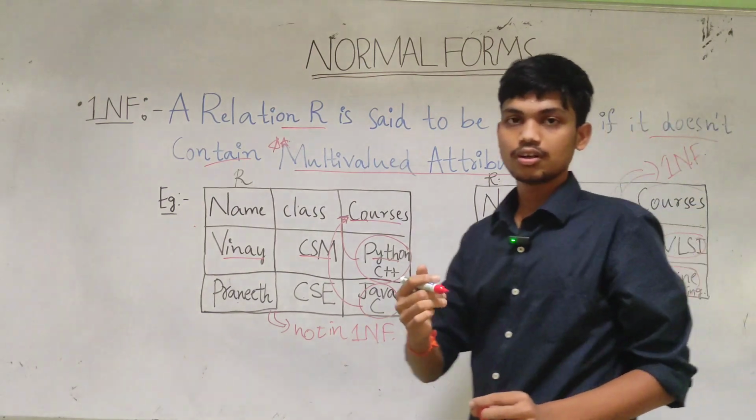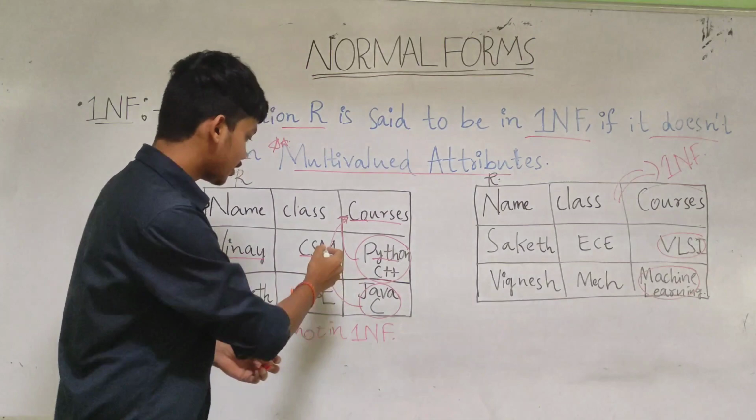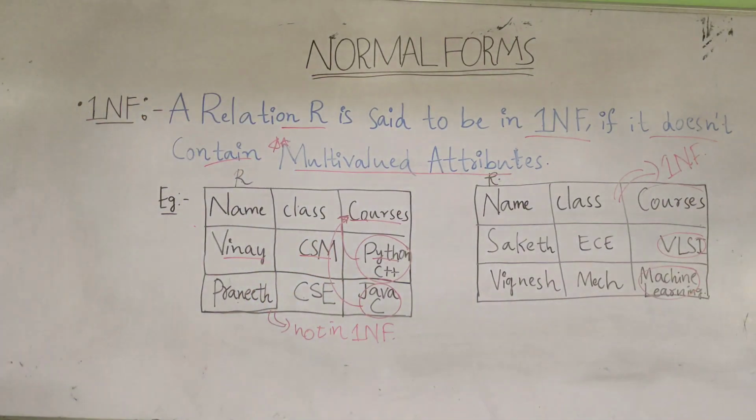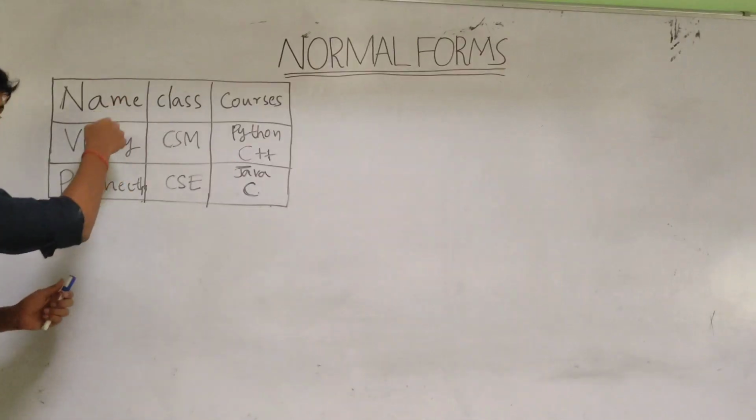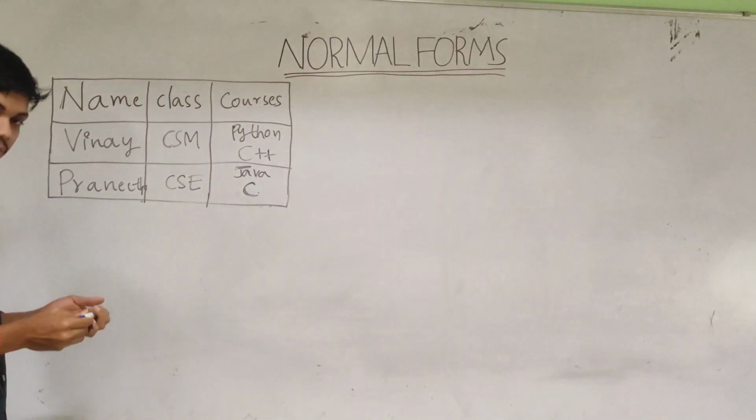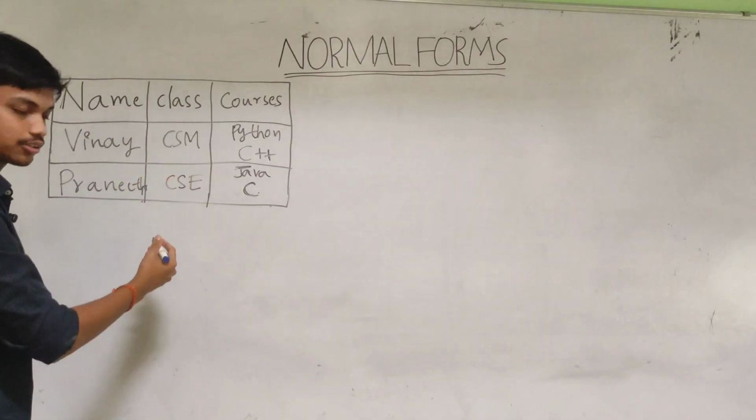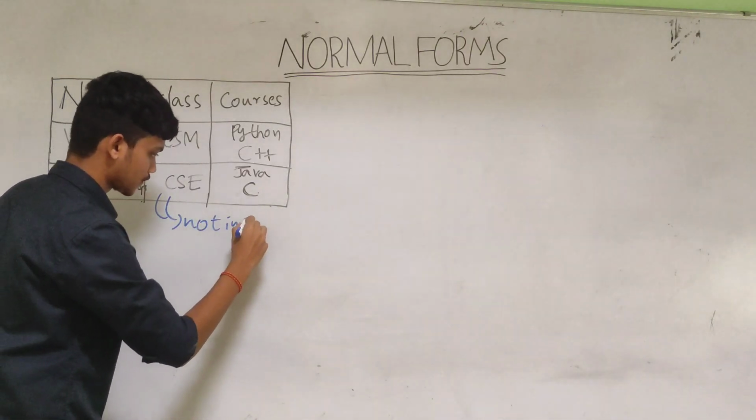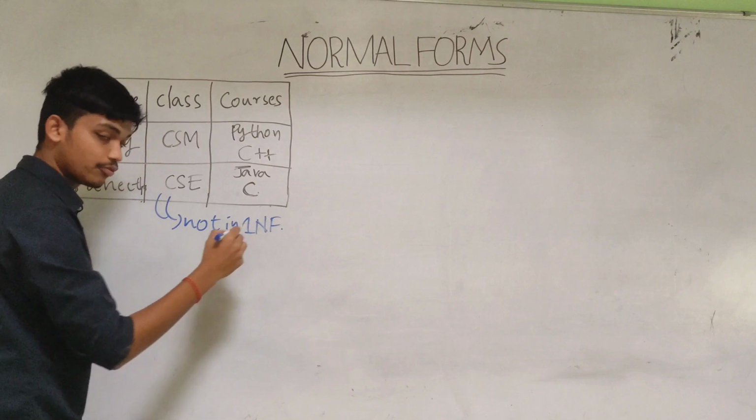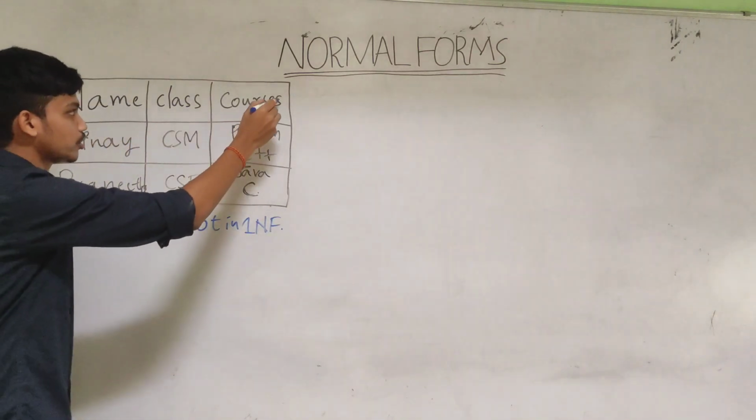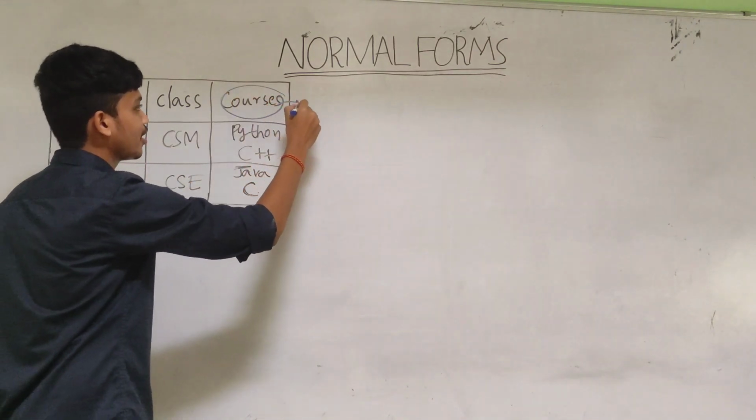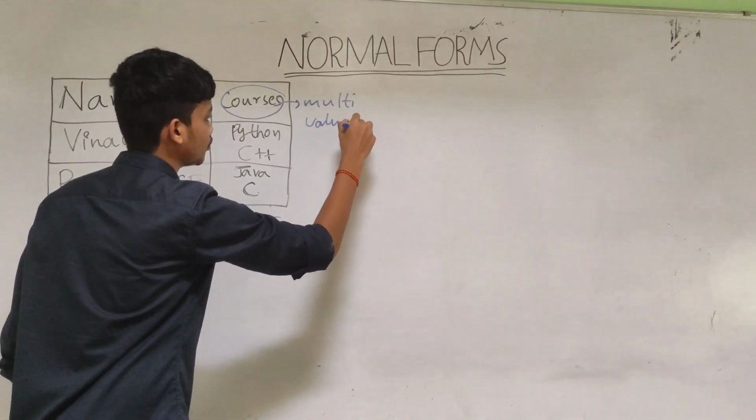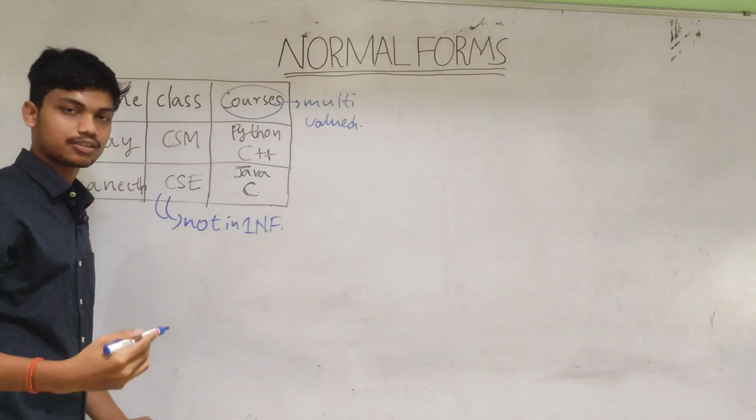So note it down. Now we are going to make this relation into 1NF. Take a look here. This is an example, and this is not in 1NF. If you want to make it 1NF, we should eliminate this multi-valued attribute. This is multi-valued, so how can we do that?